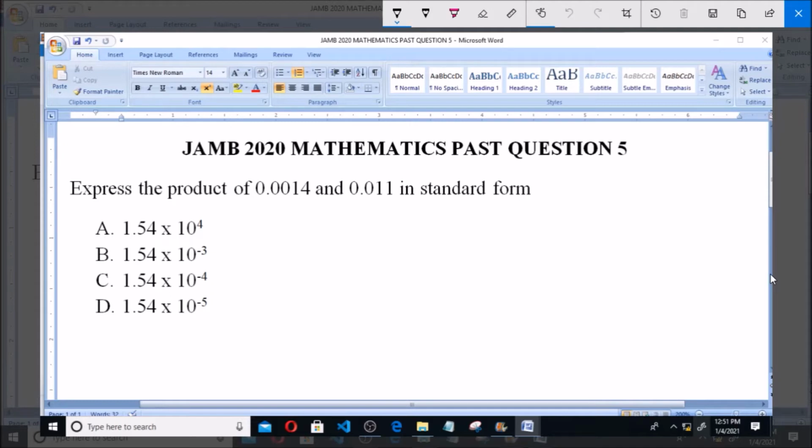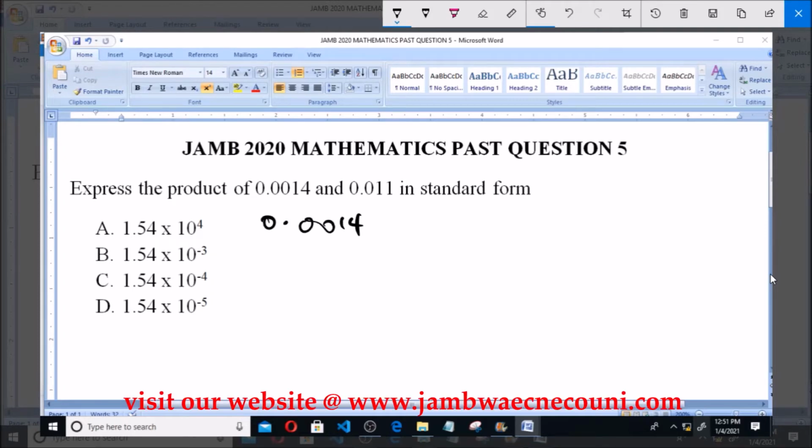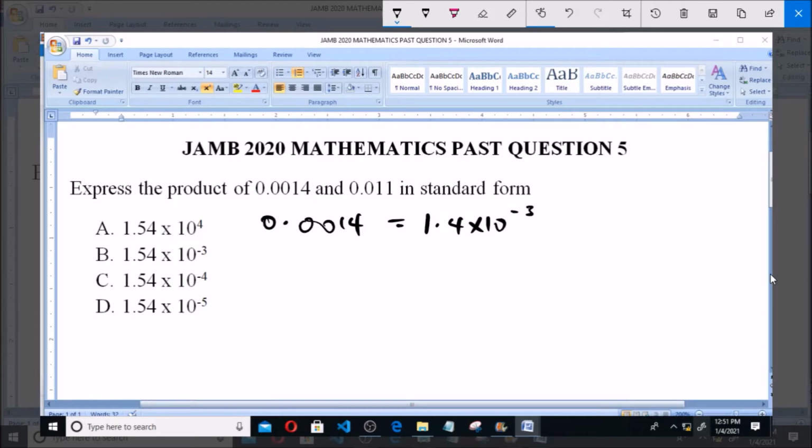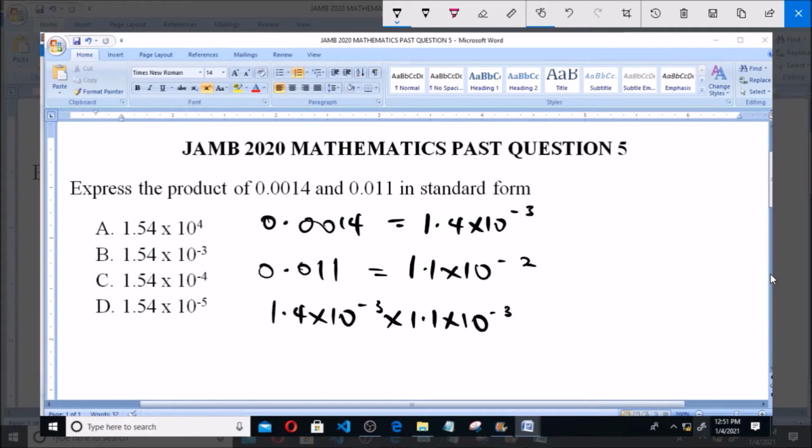Now, for 0.0014 in standard form, we're going to have 1.4 times 10 raised to the power of minus 3. For 0.011 in standard form, that will give us 1.1 times 10 raised to the power of minus 2. Now the product of these two simply remains 1.4 times 10 raised to the power of minus 3 multiplied by 1.1 times 10 raised to the power of minus 2.